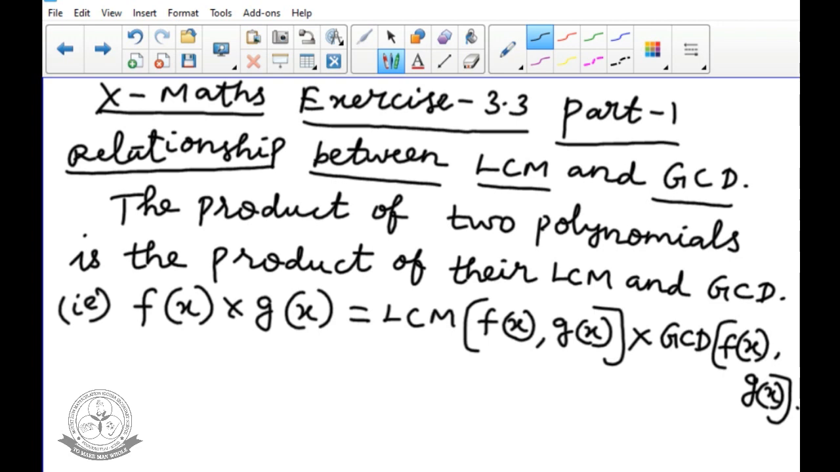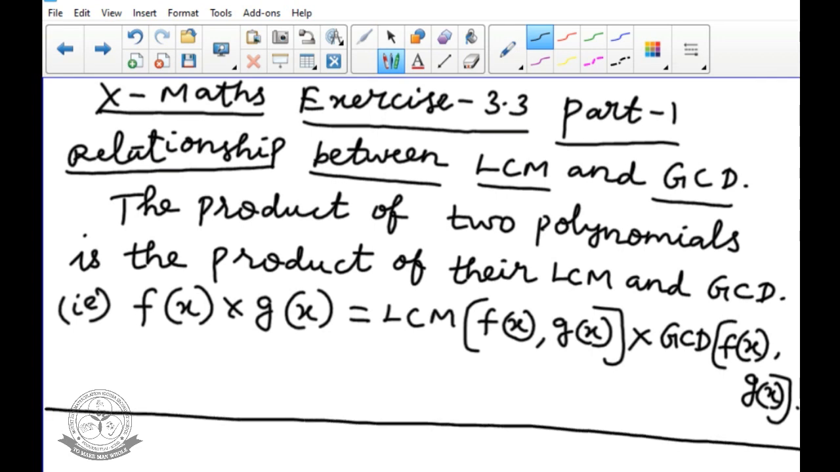Okay, once again listen. The product of two polynomials, that meaning is f of x into g of x equal to the product of their LCM and GCD, that is LCM of f of x comma g of x into GCD of f of x comma g of x. So the formula is what? f of x into g of x equal to LCM into GCD. Okay, that is the meaning. So we are going to apply this formula in exercise 3.3.